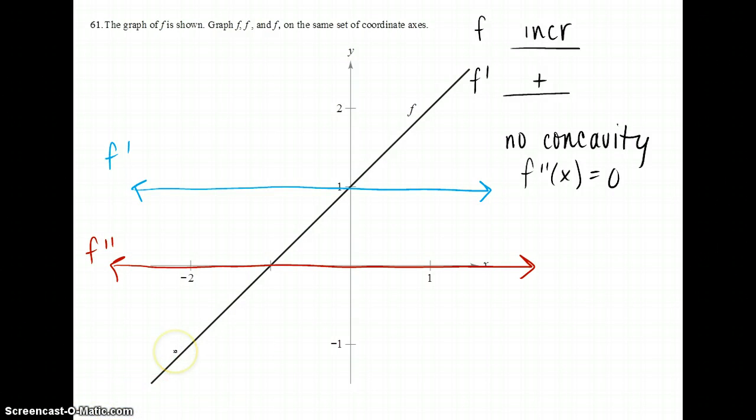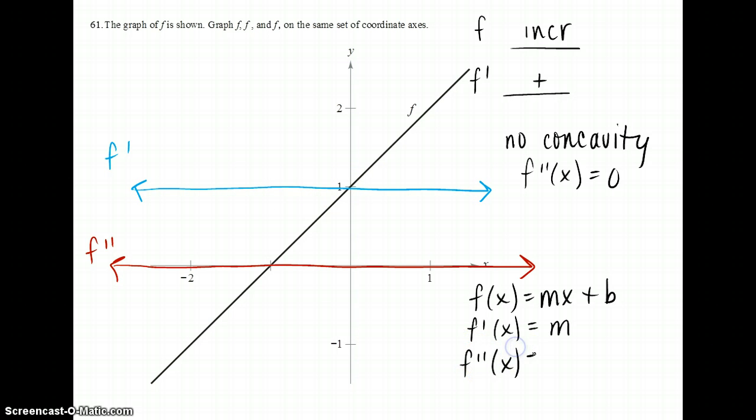Now, a linear function is an easy one to represent with an equation, because all linear functions have the same equation, mx plus b. Well, what's the derivative of any line? That's just the slope of the line. Now, because this is drawn to scale, we can determine that the slope of the function given in the graph is 1. That's why the derivative graph is a horizontal line through 1. What's the second derivative of any linear function? 0. The rate of change of the slope is 0. So graphically, where would 0 be? A horizontal line through the x-axis.